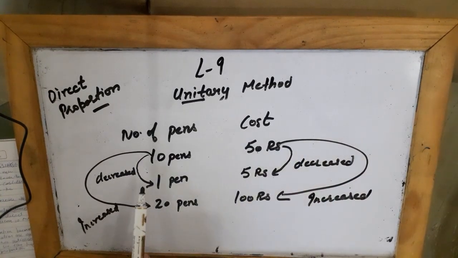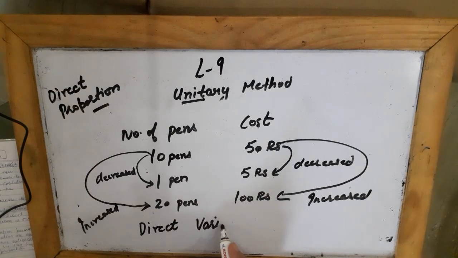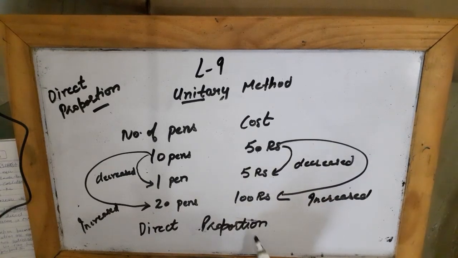So can you see that a decrease in one quantity causes a decrease in the other, and an increase in one quantity leads to an increase in the other. So this is called direct variation, or you can say direct proportion.